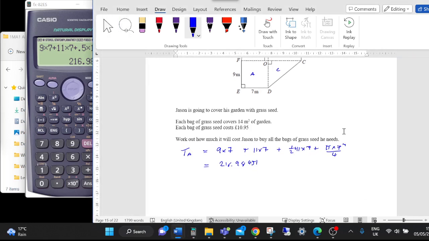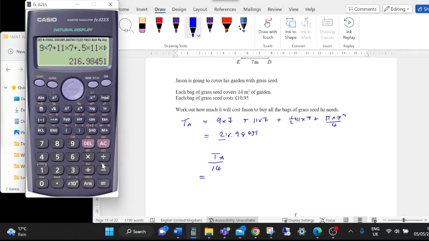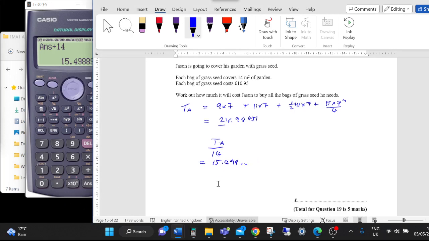So how many bags of garden seed will he need? If I do the total area divided by 14, that's going to give me 15.498... Can't have 0.498 of a bag, so he's going to need 16 bags.